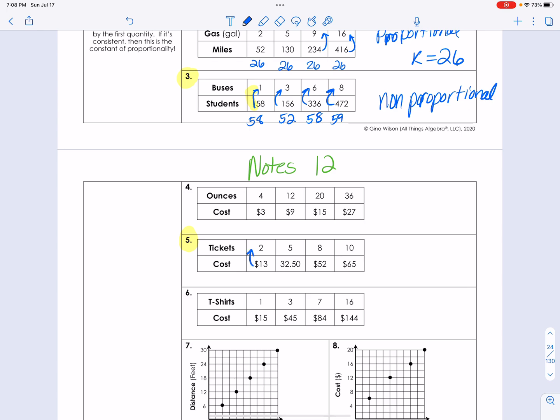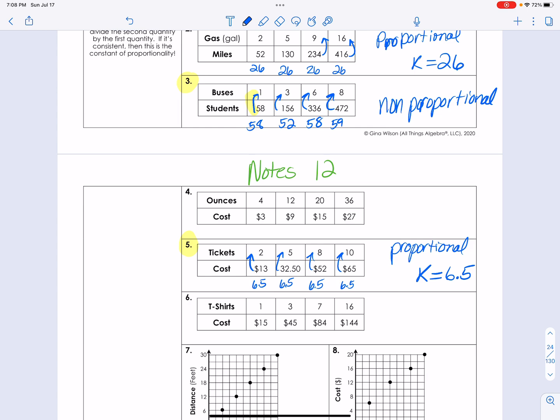All right, on this one I divide, I get 6.5. Here I divide and I get 6.5. Here I divide, I get 6.5. Divide and I get 6.5. So this is proportional, and the constant is 6.5.